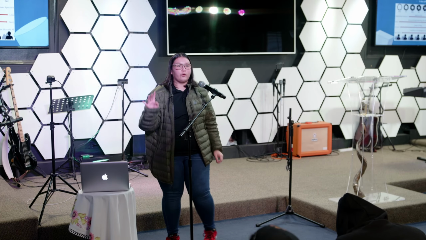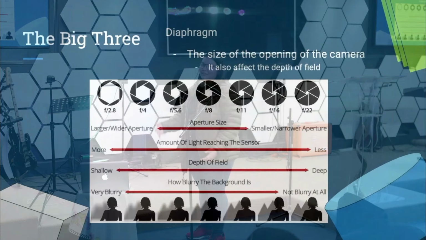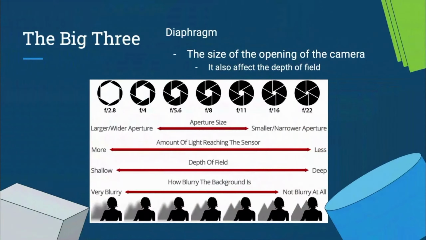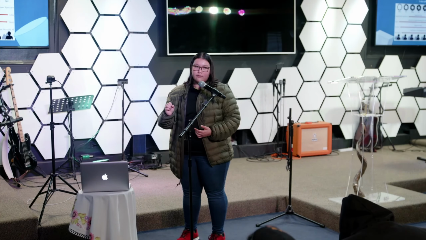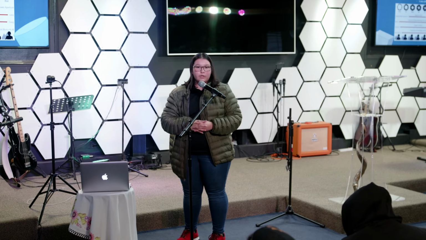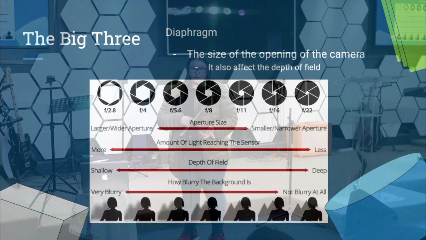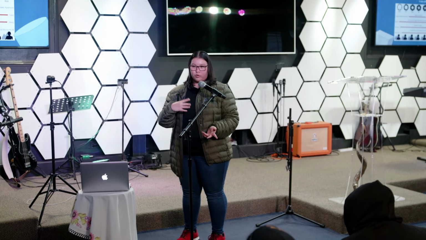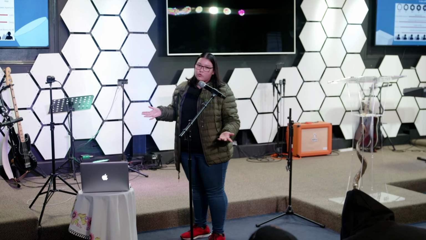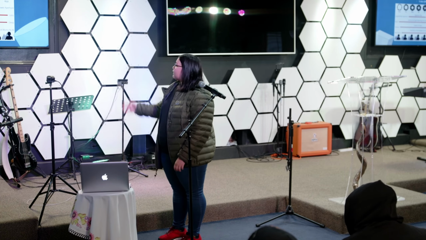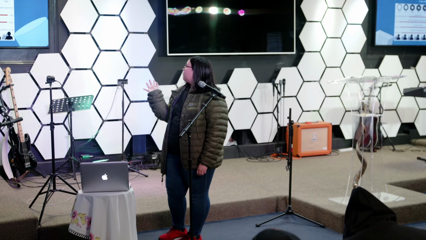Okay, the diaphragm. Well, the diaphragm is two things. If you're talking about camera things, it's the hole on the lens, right? If you're talking about anatomy, it's right here when you sing, how you have to press here to make sure your voice is stable. That's the diaphragm as well. Okay, it's the size of the opening of the camera. It also affects the depth of field.